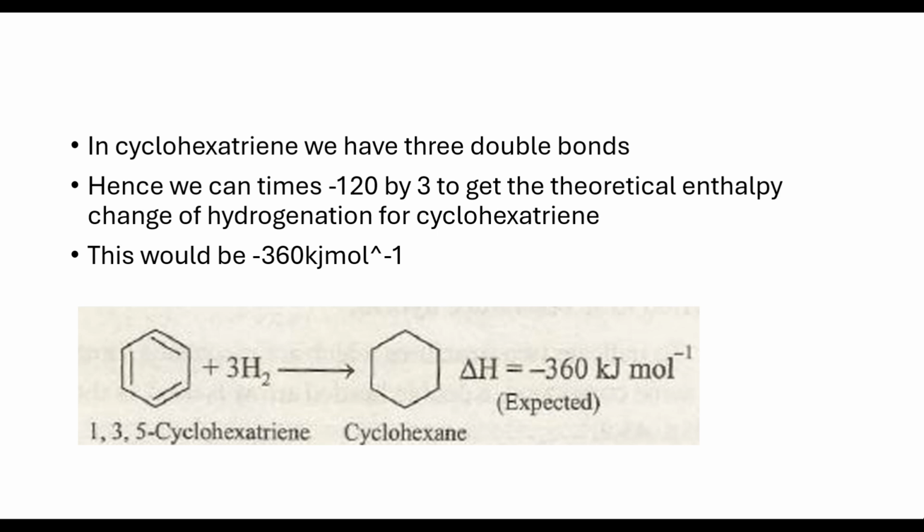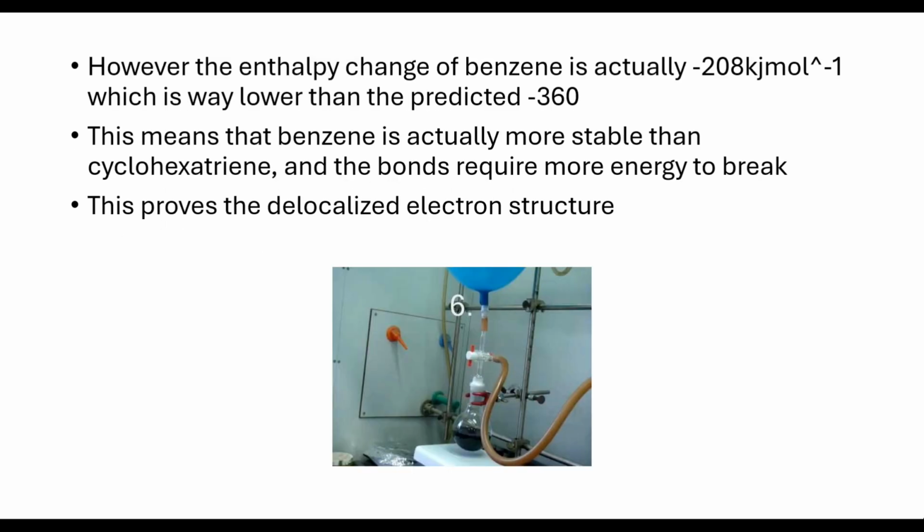So benzene, when I do hydrogenation, should give me minus 360, because that's what we predicted, because we theoretically think benzene has three double bonds. If it has three double bonds, it must give us minus 360, because when we had one double bond, it gave us minus 120. However, when we actually do the hydrogenation of benzene, it's way lower. The hydrogenation of benzene is actually minus 208 instead of the predicted minus 360.